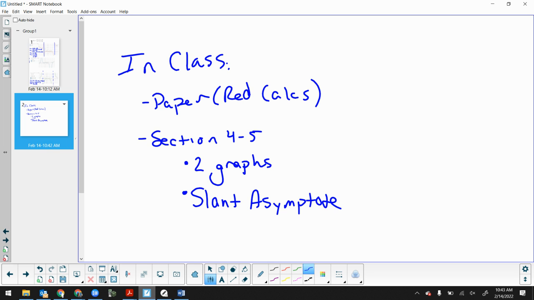So there are about 3 questions on the paper copy: 2 graphs and then a slant asymptote problem. Front side, one of the graphs; back side, one of the graphs; and then I just give you a little room at the top for the slant asymptote. Make sense?